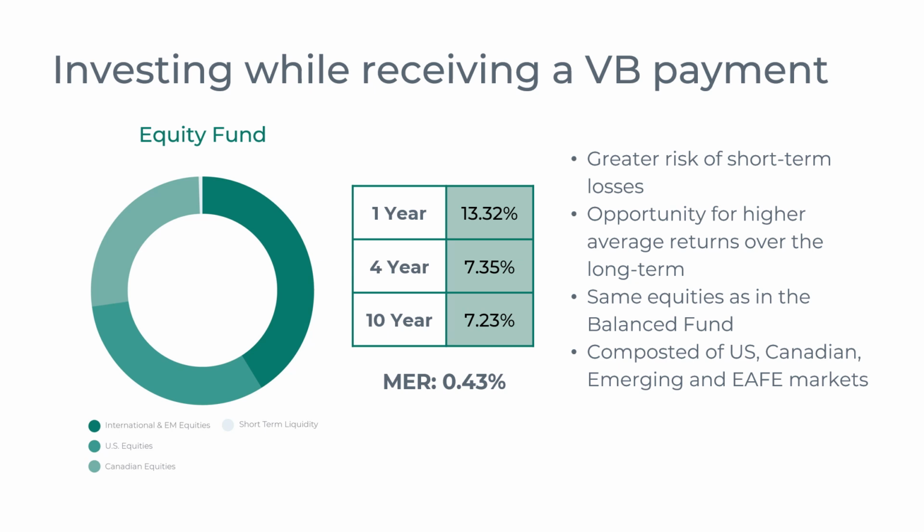The investments within the equity fund are the same stocks contained in our balanced fund. As you can see, the fund is entirely composed of US, Canadian, emerging, and EAFE market stocks. The MER for the equity fund was 0.43% in 2024, with a return of 13.32%. The 10-year average return was 7.23%.